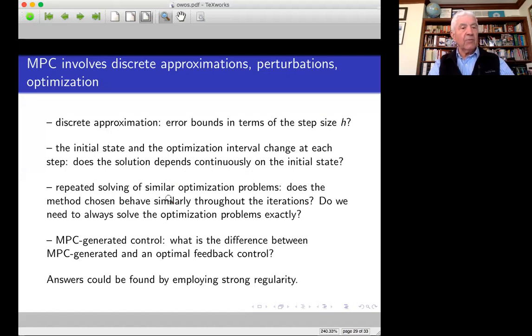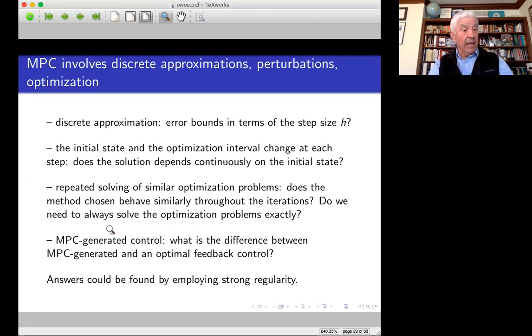We repeatedly solve similar optimization problems. So the question is, does the method behave similarly through the iterations? Maybe it will break down somewhere in the middle. Why? And do we need always to solve exactly the optimization problems? Could we solve it approximately and then approximate the solution?